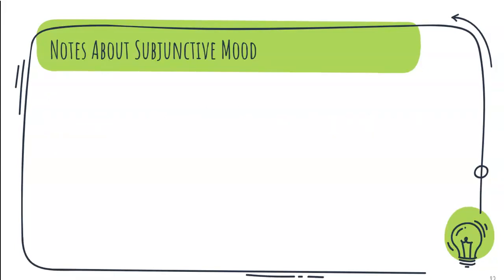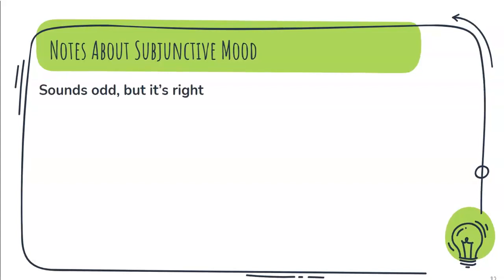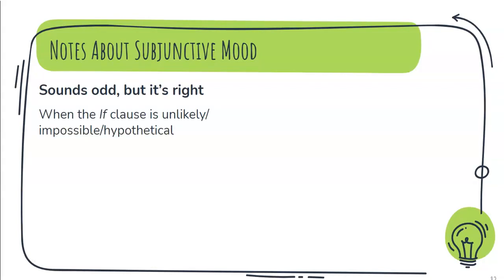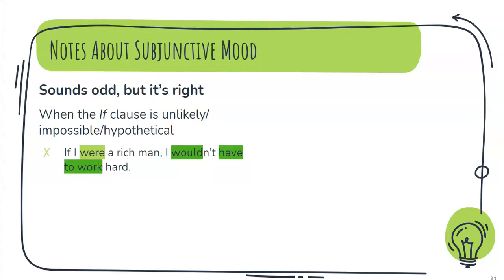Subjunctive mood trips up even native English speakers. Our inclination is to use the simple past tense when the if clause is unlikely or impossible or hypothetical. We want to say, "If I was a rich man," but grammatically, it is correct to say, "If I were a rich man, I wouldn't have to work hard." Or, "Marcia wishes she were living, not was living, in Paris."